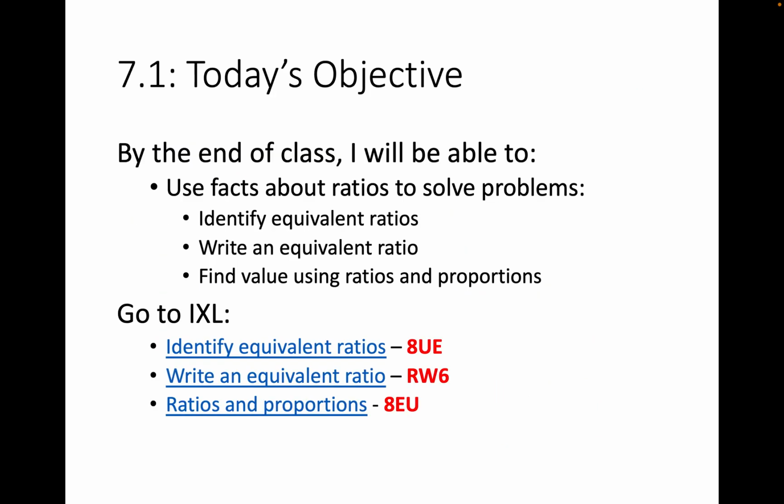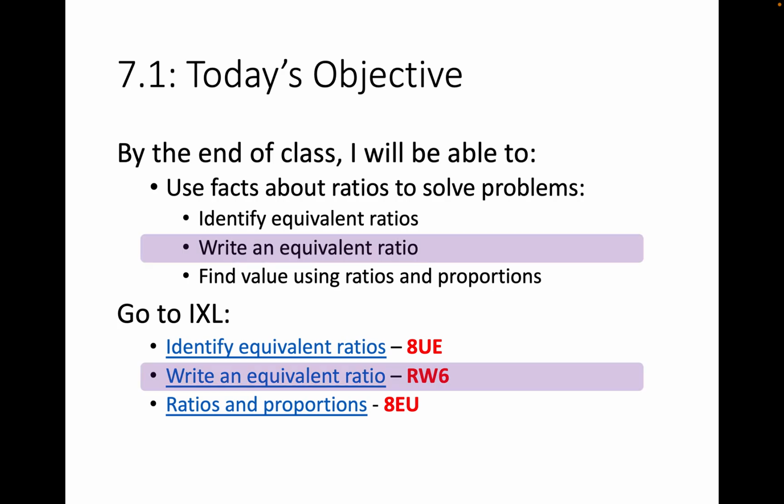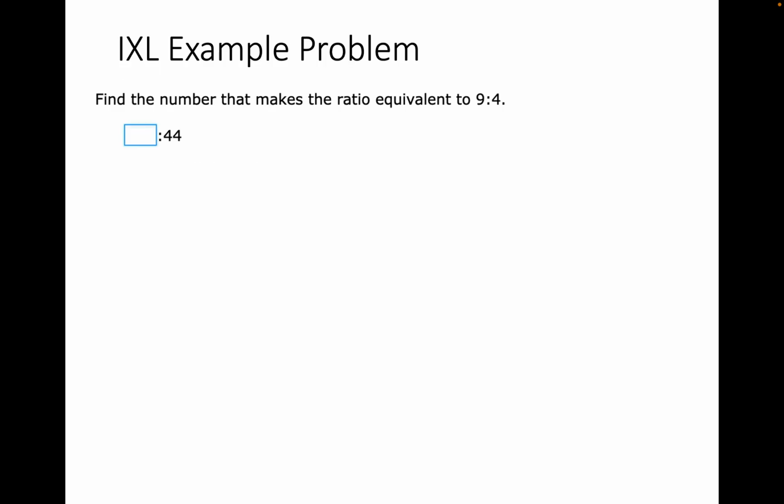All right, let's look at our second objective for today, which is, can I write equivalent ratios? And we'll go through an example problem in IXL's write equivalent ratios, with RW6 as the code. All right, this one is asking me, find the number that makes the equivalent ratio of 9 to 4, x to 44. Okay, so number 1, I can just rewrite these fractions. So 9 to 4, I'll call 9 over 4. And this one I'm going to call x over 44.